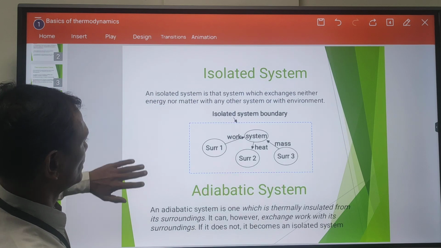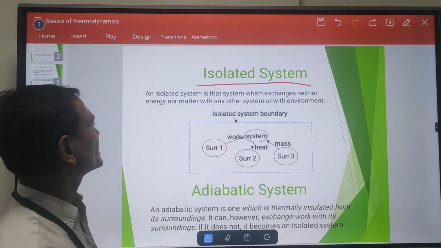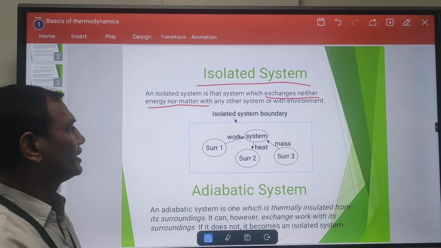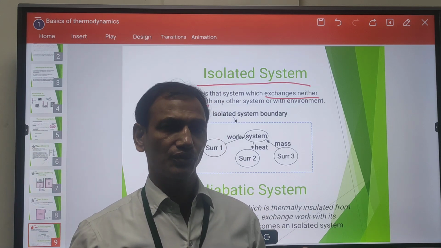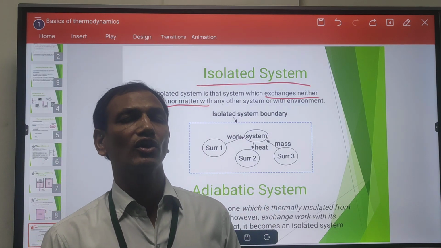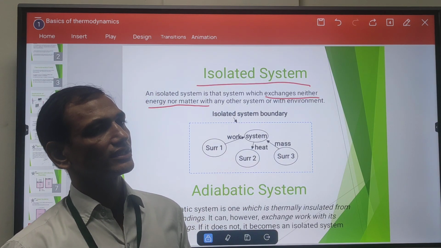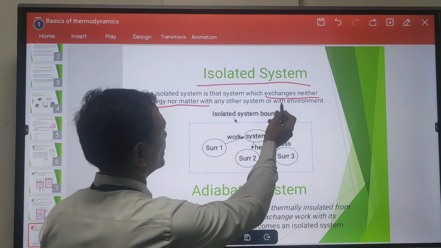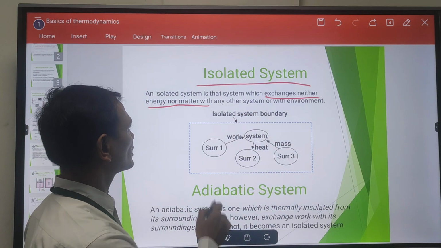Now the isolated system. An isolated system is a system which exchanges neither energy nor matter with any other system or with the environment. Suppose I am in this room, and I make this room soundproof and lock the door. If I shout or call any person, no one can hear my voice. So neither energy nor mass is exchanged with any other system or with the environment. This is called the isolated system.